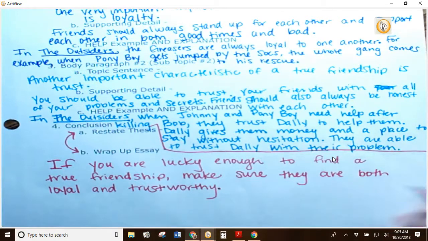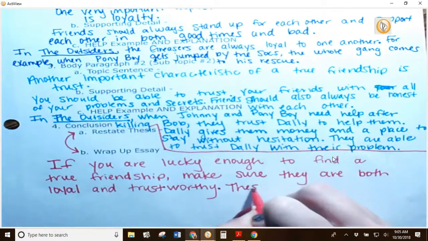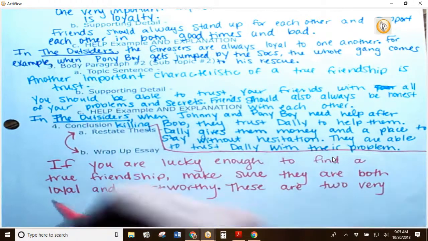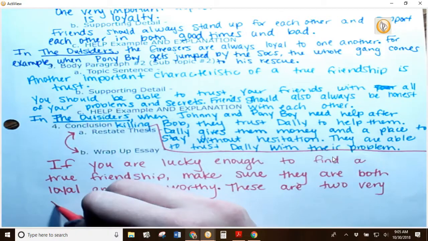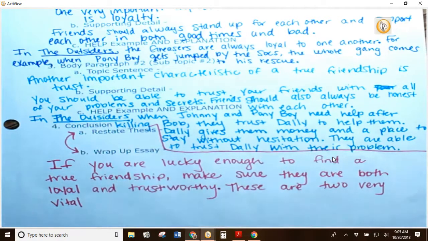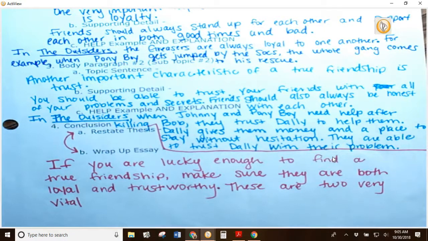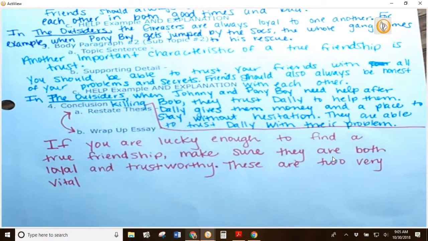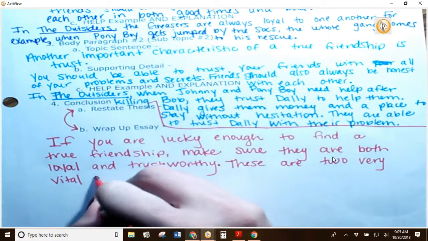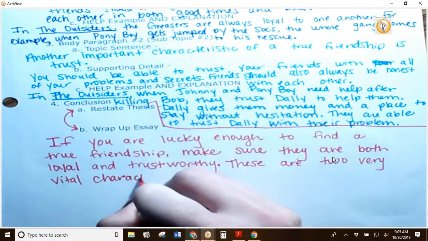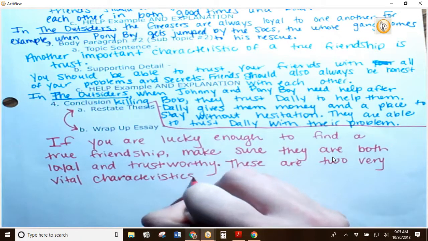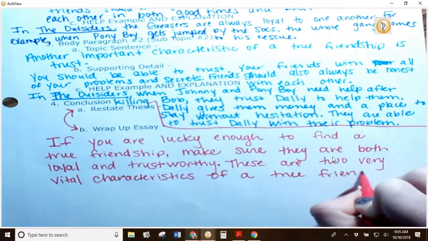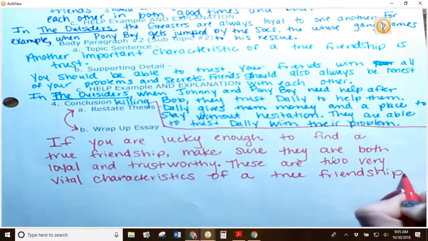Then I'm going to add one more sentence that says, these are two very vital, or you could say crucial or important or ideal. Okay, lots of words available. These are two very vital characteristics of a true friendship. So tying it back to the topic, tying it back to our thesis.